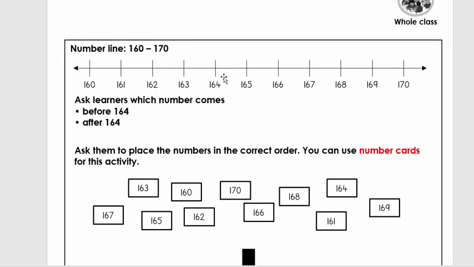We now have a number line, this time between 160 and 170. Ask the child to count the numbers in between. Now look at the number line. Which number comes before 164? Excellent. It's 163. Which number comes after 164? Excellent. It's 165. It's time now to pause the video and ask your child similar questions.